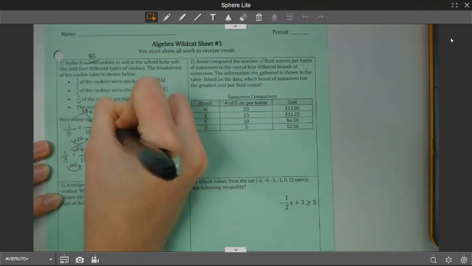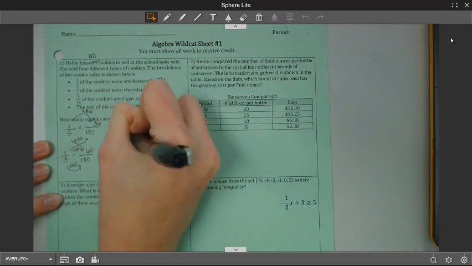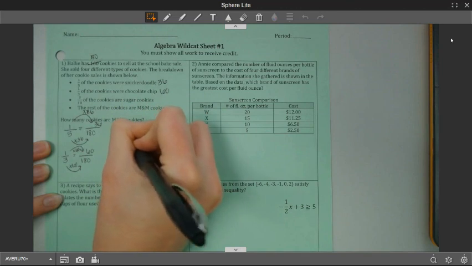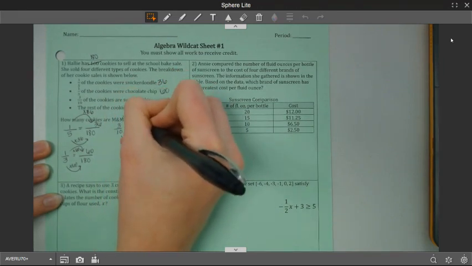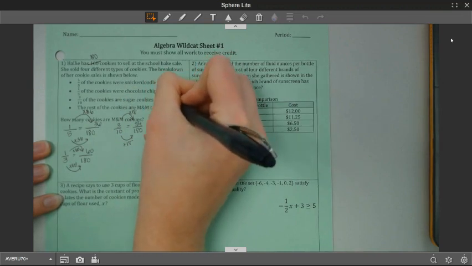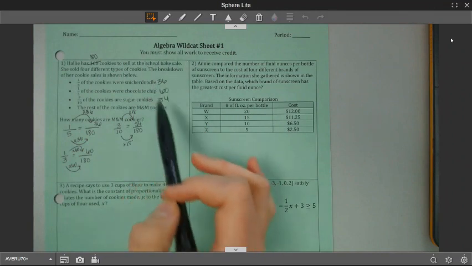Last but not least, I had 3/10 that were sugar. So to go from 10 to 180, I multiply by 18. So I multiply by 18 on the top. 3 times 18 is 54. So 54 were sugar.